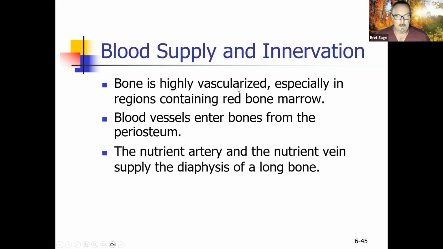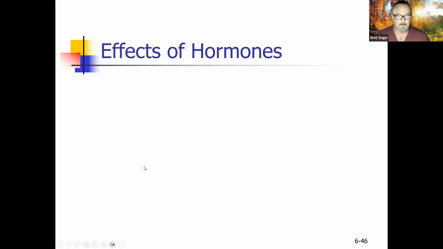Blood supply. Bone is highly vascularized, meaning having blood vessels, especially in regions containing red bone marrow. Blood vessels enter the bones from the periosteum. The nutrient artery and nutrient veins supply the diaphysis, which is the center of a long bone.